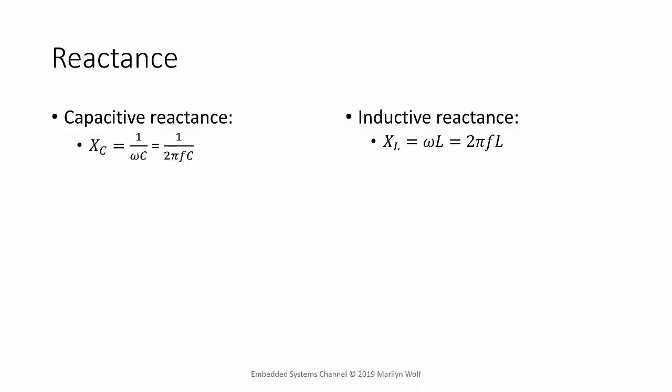Linear time-invariant circuits have important properties that guide our analysis and design of circuits. We refer to capacitance and inductance as reactances. And so we can represent capacitive reactance as dependent upon the frequency of the signal. So capacitive reactance is equal to 1 over omega C, or 1 over 2 pi f C. Inductive reactance is equal to omega times L, or 2 pi f times L.